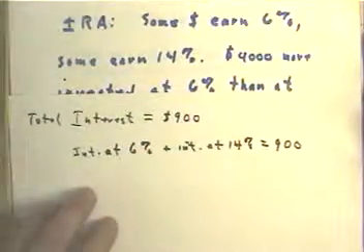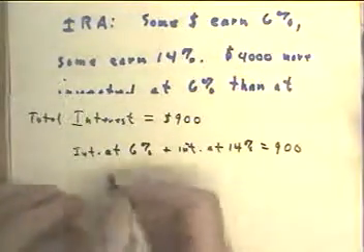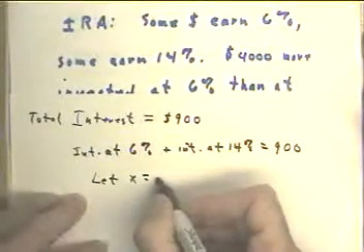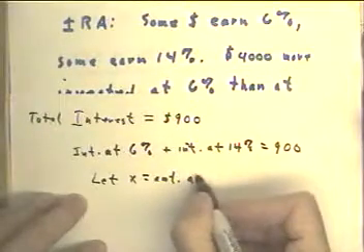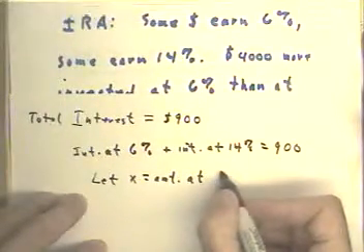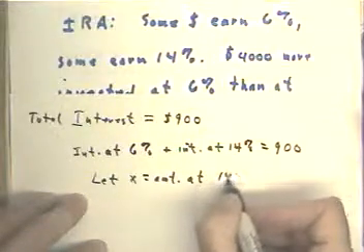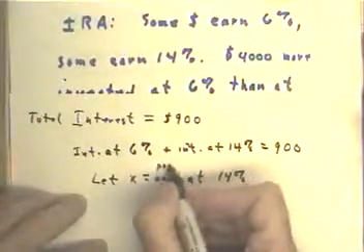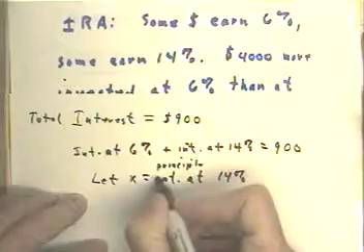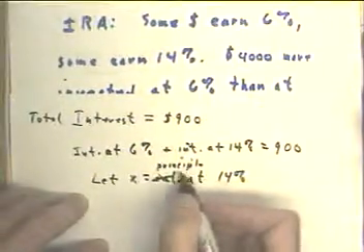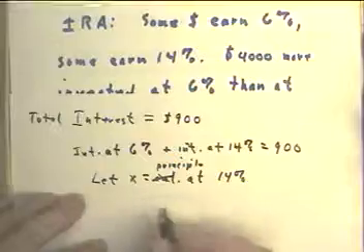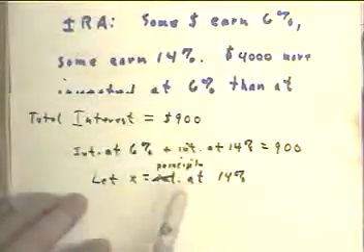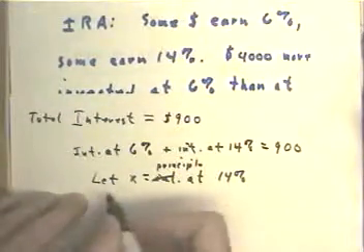Well, at this stage it might not be a bad idea to say, okay, let's see here. Let's let X equal the amount invested at, let's say, 14%. That's the principal. And maybe I ought to just cross out that word amount. That's the principal at 14%. Because if we say the amount at 14%, we could be thinking, well, maybe that's the amount of interest. But let's be very specific and say that's the principal at 14%.